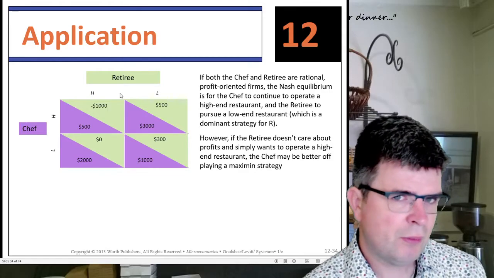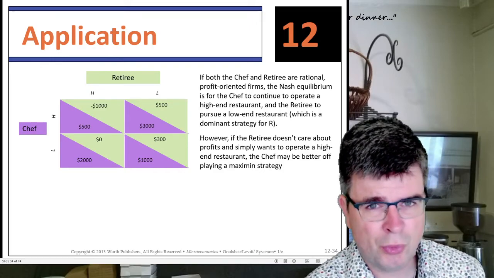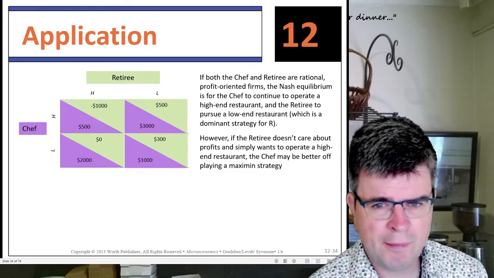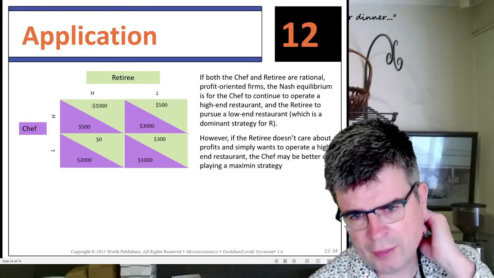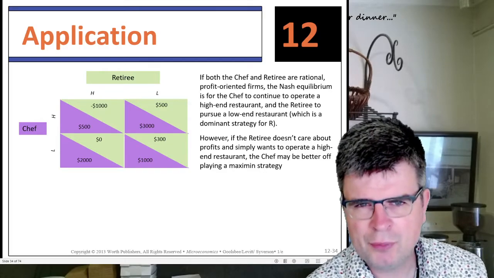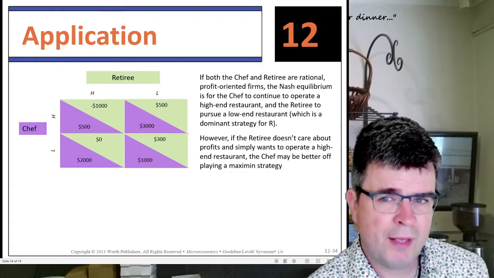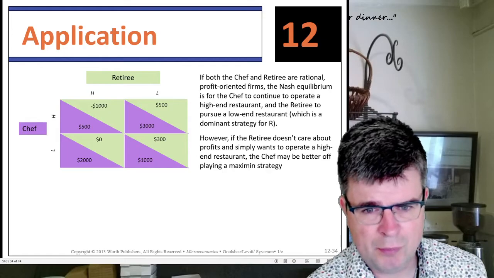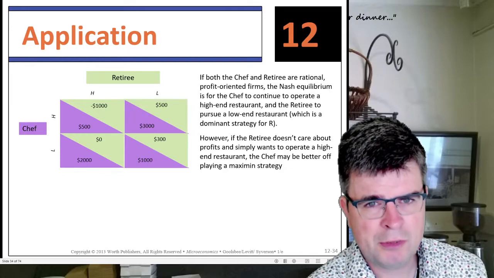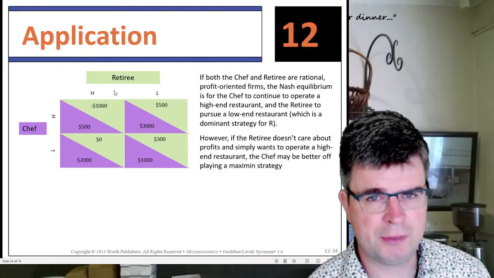However, suppose now that the retired person has sufficient money, she just wants to enjoy cooking and doesn't care about any of the money that the customers bring in. And she simply wants to operate a high-end restaurant. So no matter what, sufficient money, I want to have this fancy high-end restaurant despite the fact that I cannot cook. So if the retired person acts in that way, well, then the chef may be better off to apply a max-min strategy because the retired person doesn't optimize payoff.